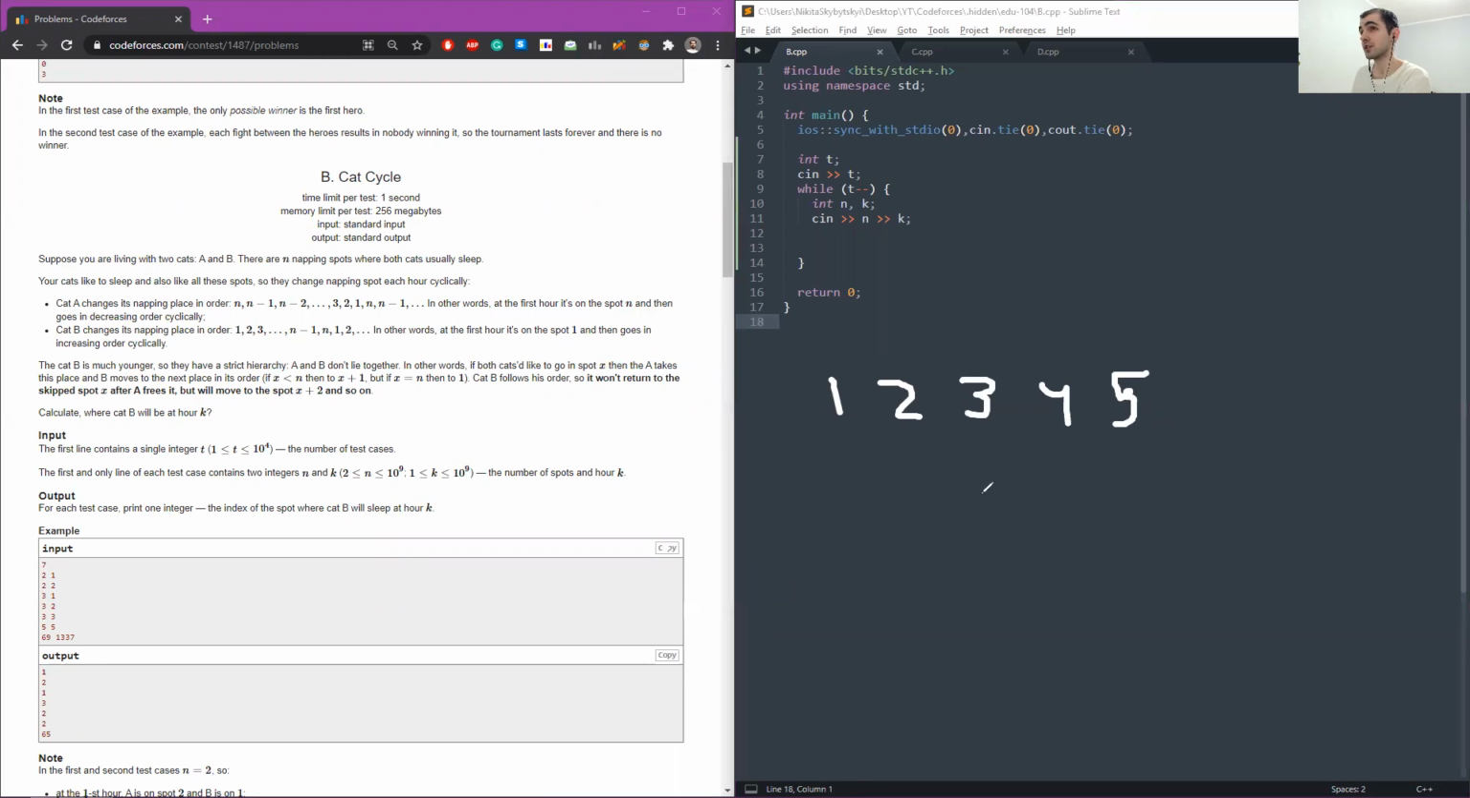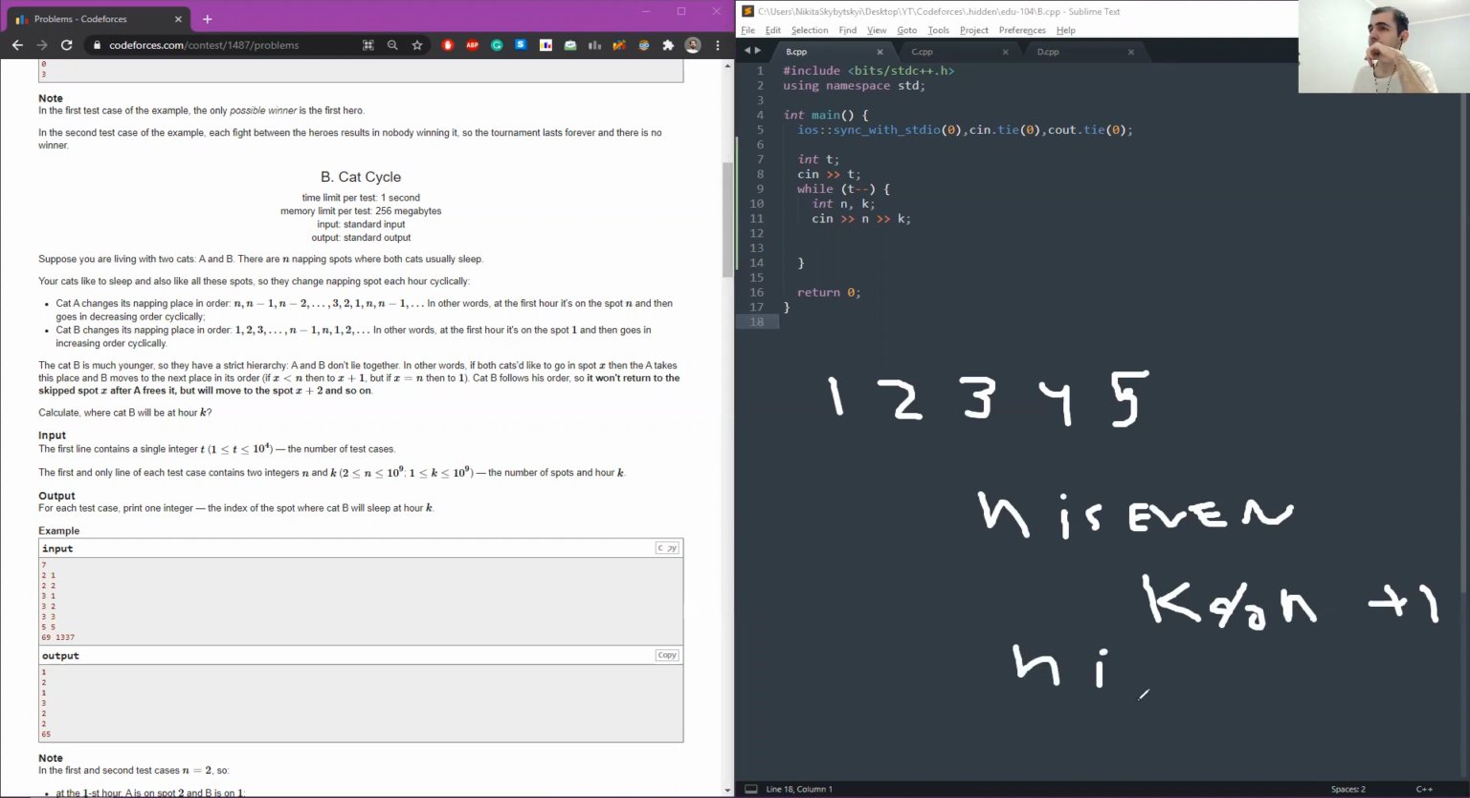First thing you can notice is that if n is even, they don't really interact. So you just get to output something like k mod n plus 1, I guess. Something like that. So we are really interested in the case where n is odd.